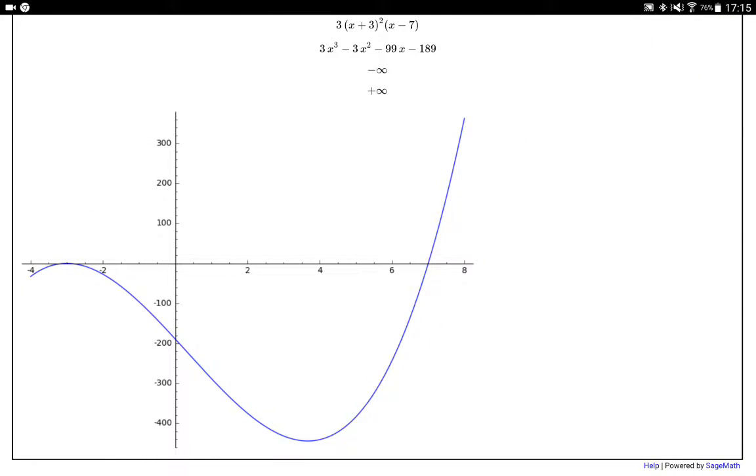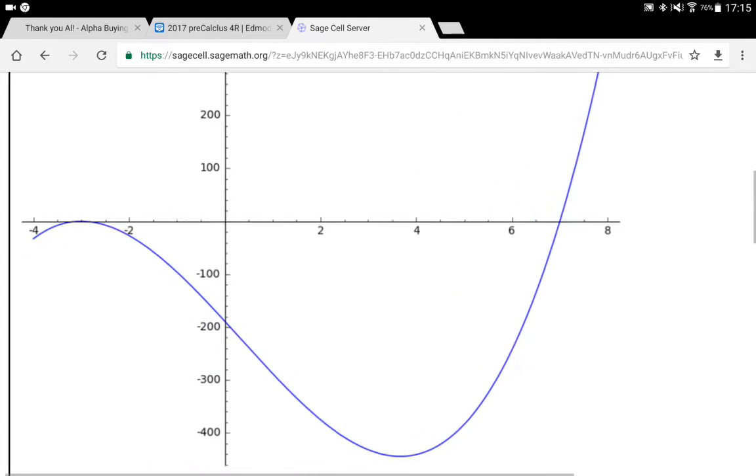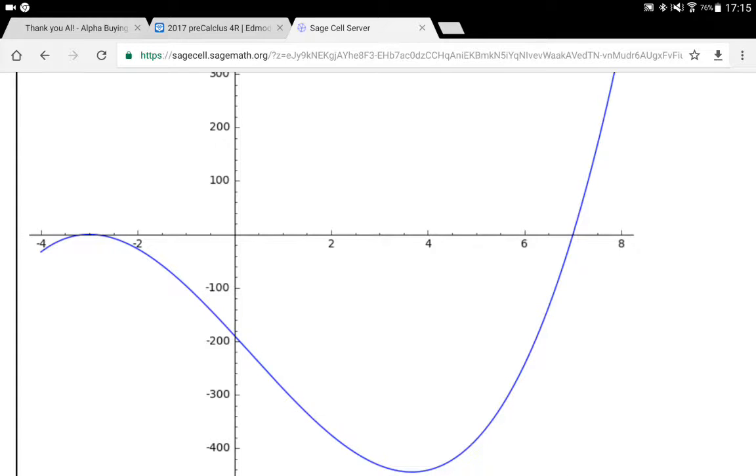All right, so we have an x-intercept at x equals -3 and an x-intercept at x equals positive 7. Make it a little bigger. But notice the intercept at 7 has an odd multiplicity, so the graph goes through the x-axis at that x-intercept, but it bounces off at x equals -3. All right, so the x-intercepts are at (-3, 0) and at (7, 0).